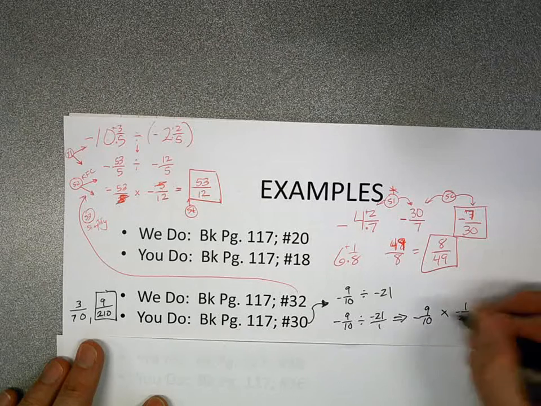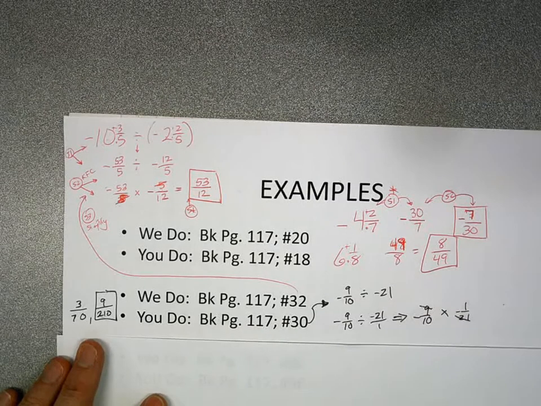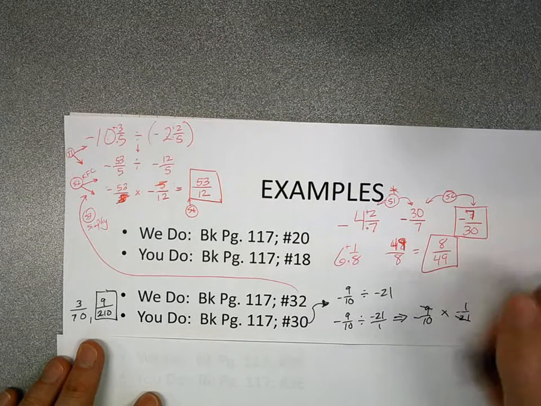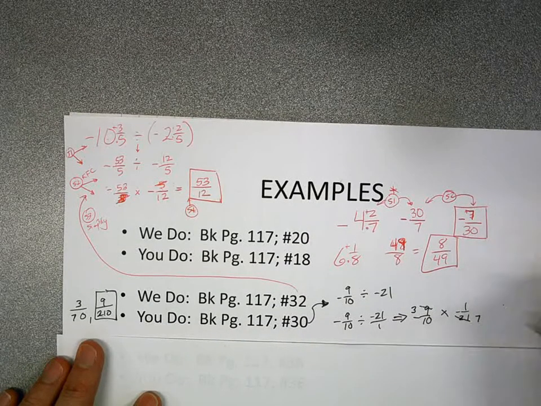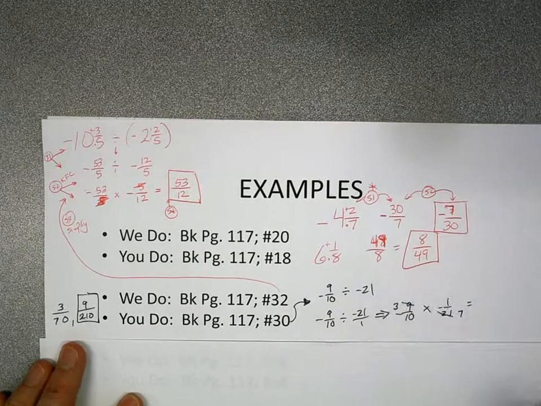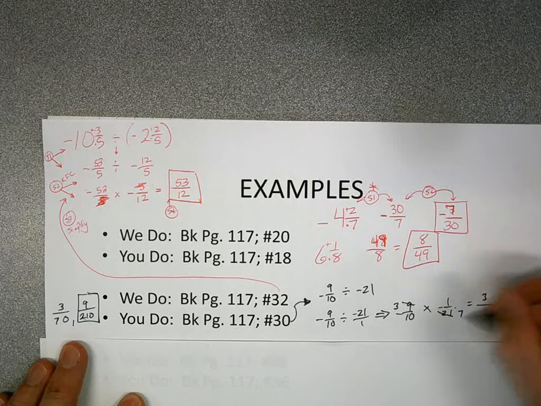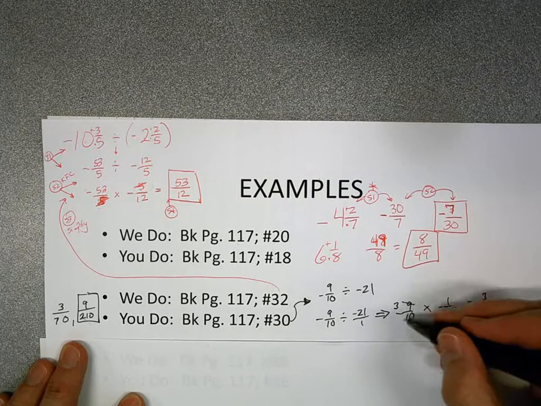If I look at 9 and 21, I could divide both by what? 3. 9 divided by 3 is 3. 21 divided by 3 is 7. So now, 3 times 1 is 3. 10 times 7 is 70. Negative times a negative is a positive.